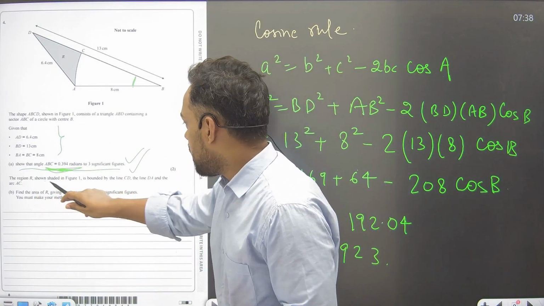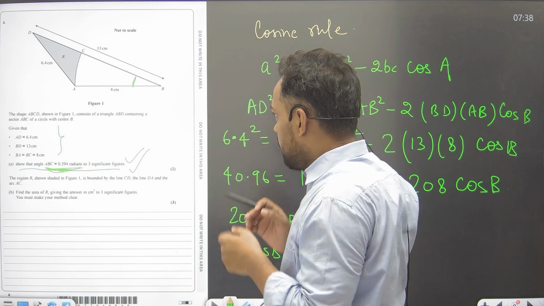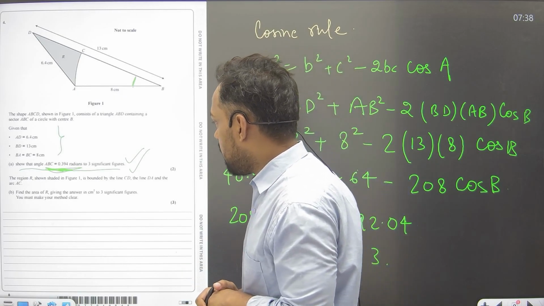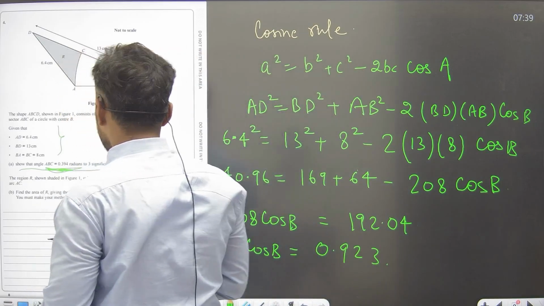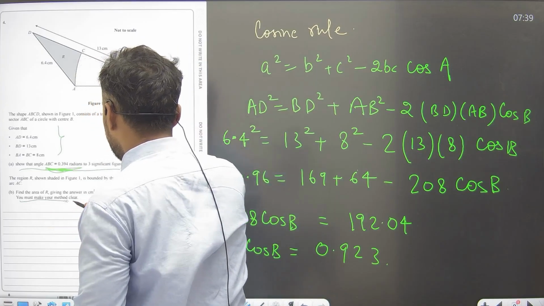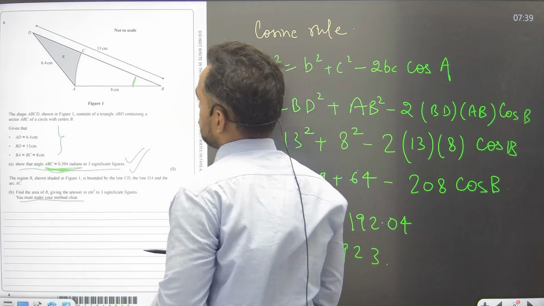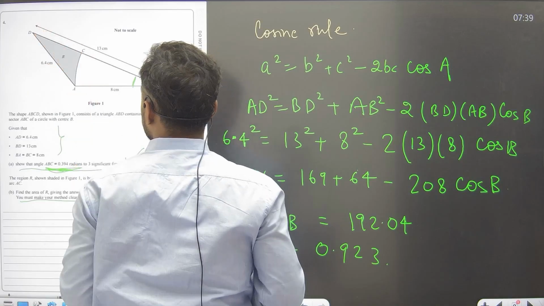Now the region R shown shaded in figure 1 is bounded by the line CD, the line DA and the arc AC. Find the area of R giving the answer in centimeters square to 3 significant figures. You must make your method clear. We need to find the area of this particular region R.